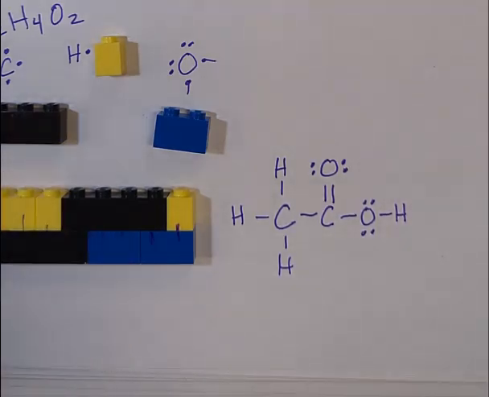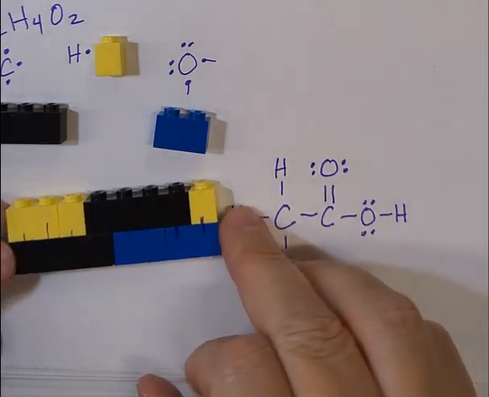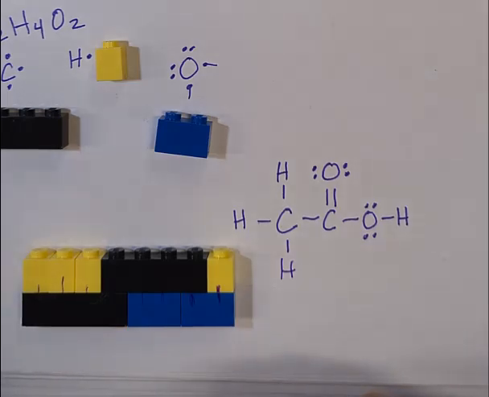And like I said, there are other structures you can do. You can play around with it and try to do it yourself. But as long as it makes the rectangle with no empty spots, then it is a valid structure following the octet rule. Hope that helped.